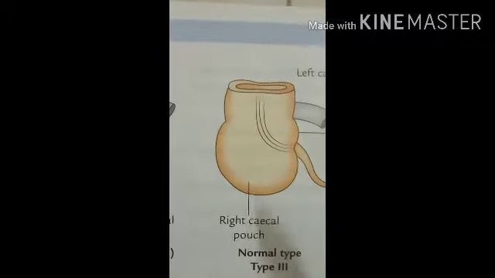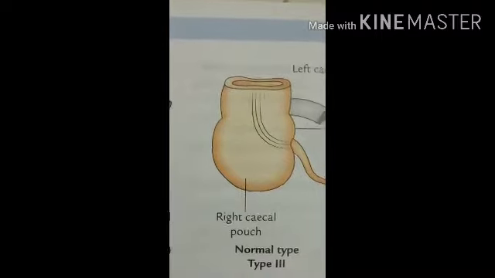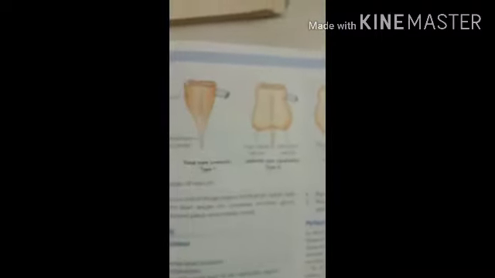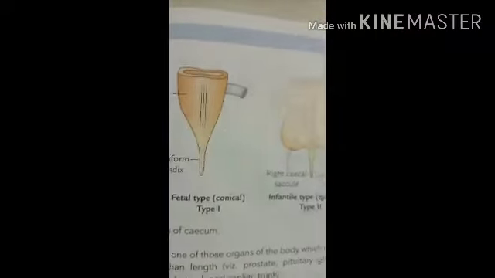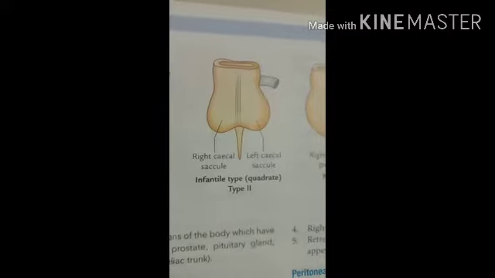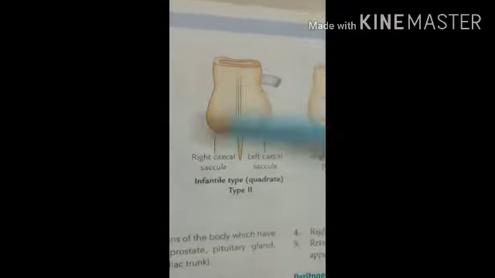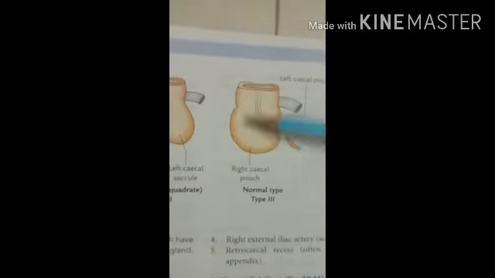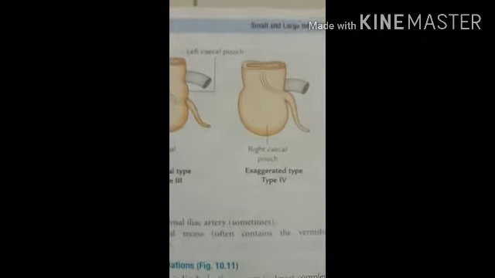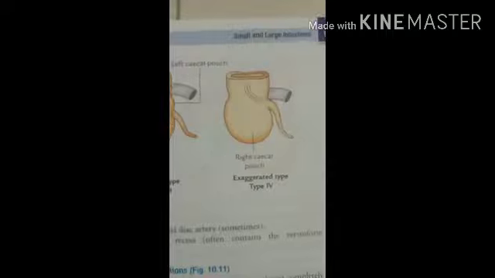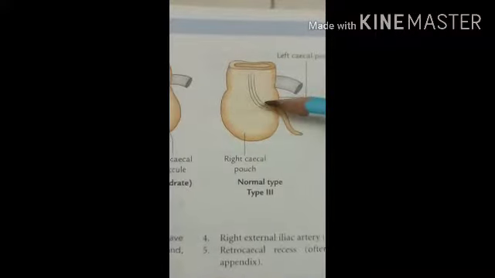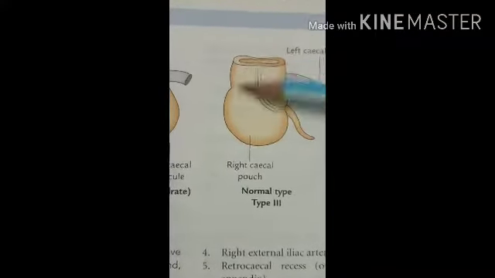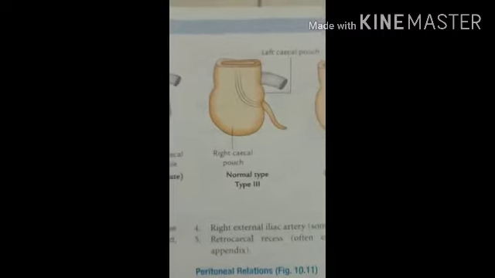Okay. Then the types of the cecum. It occurs in 4 types. Here you can see, first it is seen as conical in shape. Second one, it is seen as quadrate in shape. Third one, it is seen as the normal type, called the ambulatory type, this one. And fourth one is the exaggerated type. Okay. So the common one is the ambulatory type. Most of the people, about 78 or 80%, have the ambulatory type of cecum.